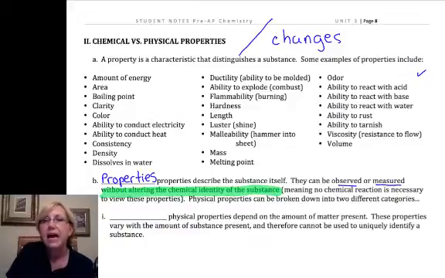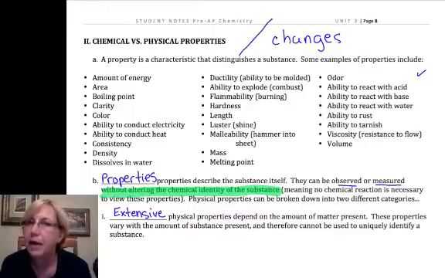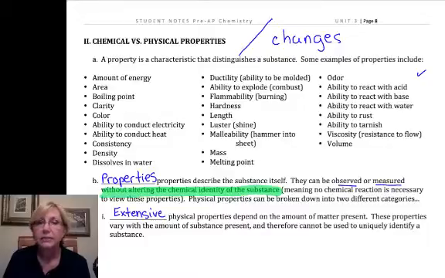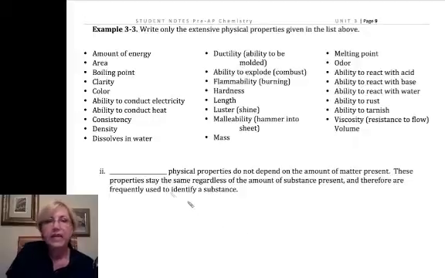Okay? Now, within physical properties, we have intensive and extensive. Extensive properties depend on the amount present. So they depend on the amount of matter present. These properties vary depending on how much our sample size is present. And because of that, they cannot be used to identify, right? They can be used to describe but not identify.